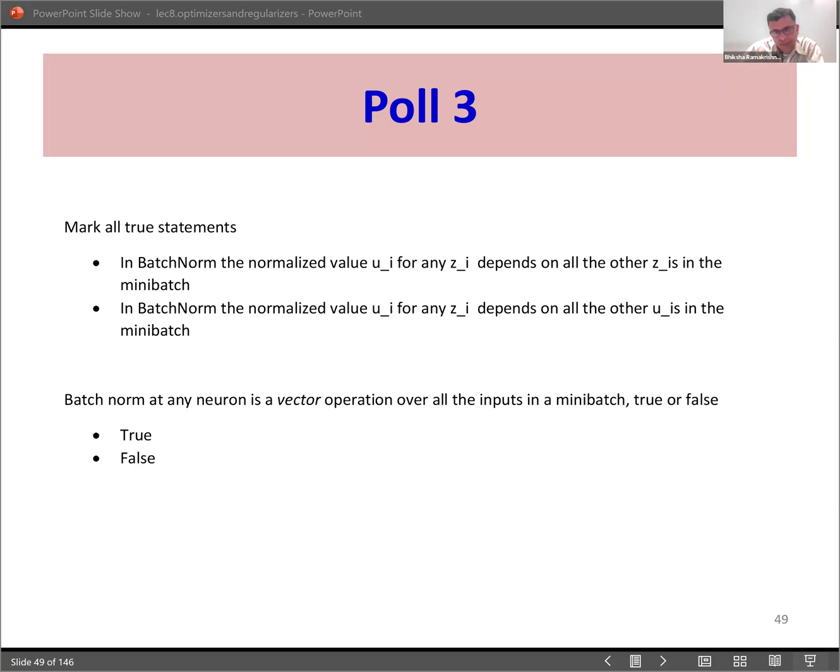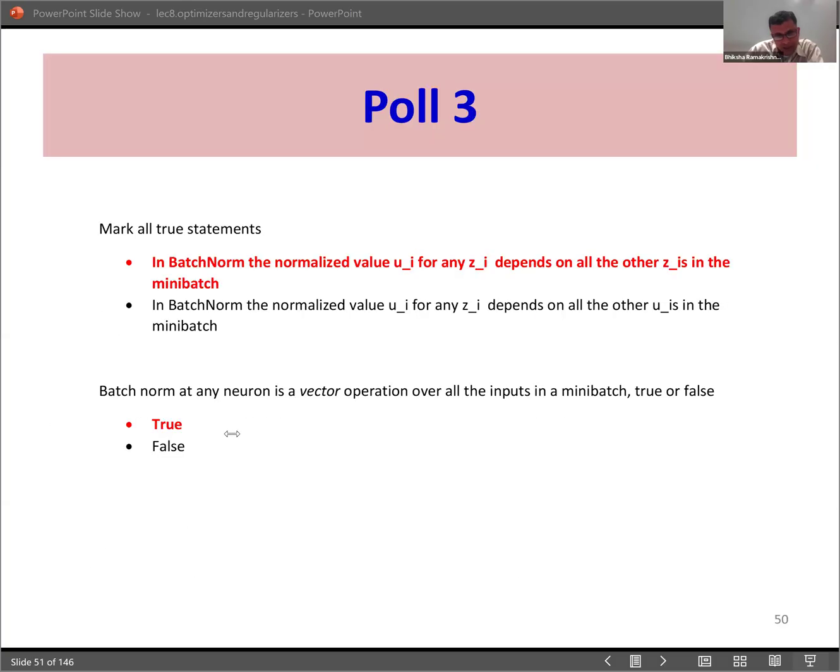Okay, answer to the first question. Is this first statement true? The normalized value for any zi depends on all the zi's in the mini batch, and the normalized u depends on all the u's in the mini batch? False. Batch norm is a vector operation over all the inputs in the mini batch, true or false? True, right? So these are the answers.